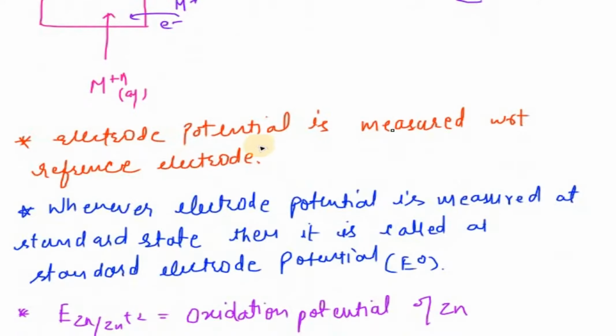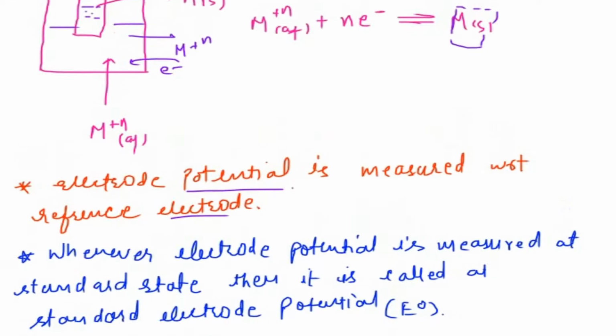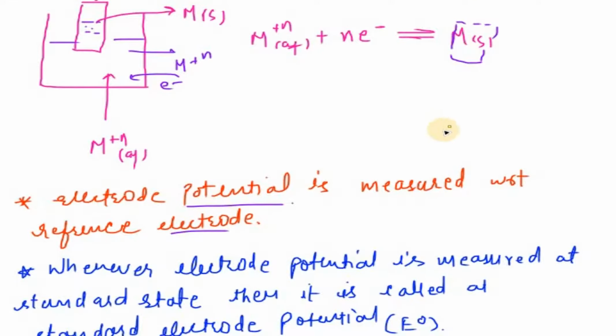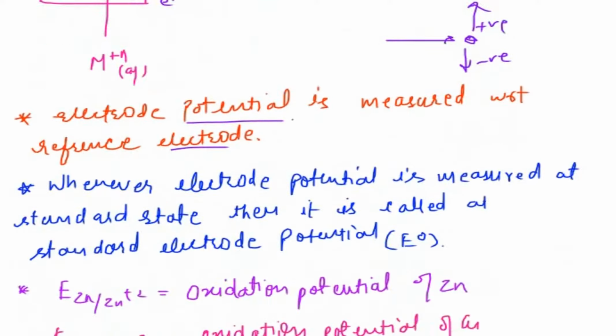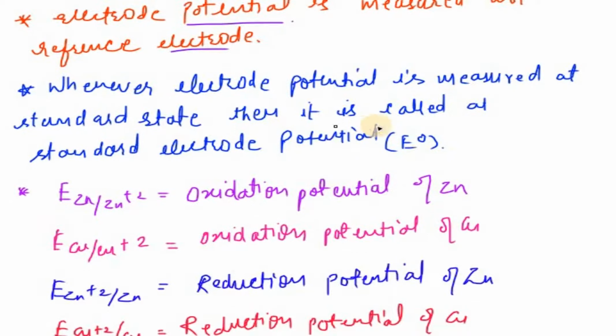Electrode potential is measured with respect to a reference electrode. Whenever we have a reference electrode, we can measure the electrode potential. We must have a reference, like 0 is the reference, and from 0 we can measure positive and negative. Whenever electrode potential is measured at a standard state, it is called the standard electrode potential. In that standard state, the temperature must be mentioned.